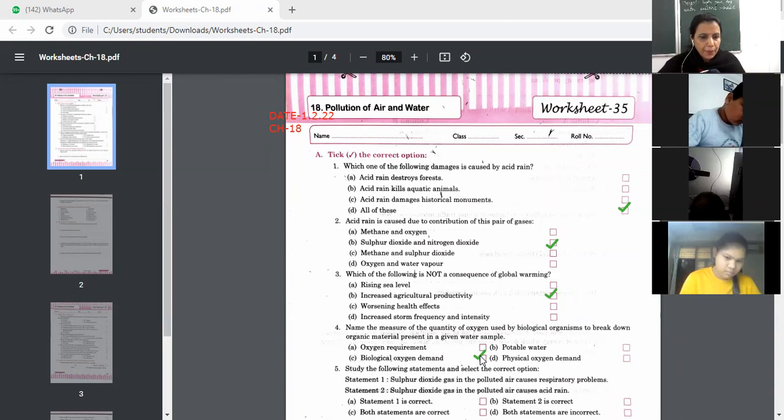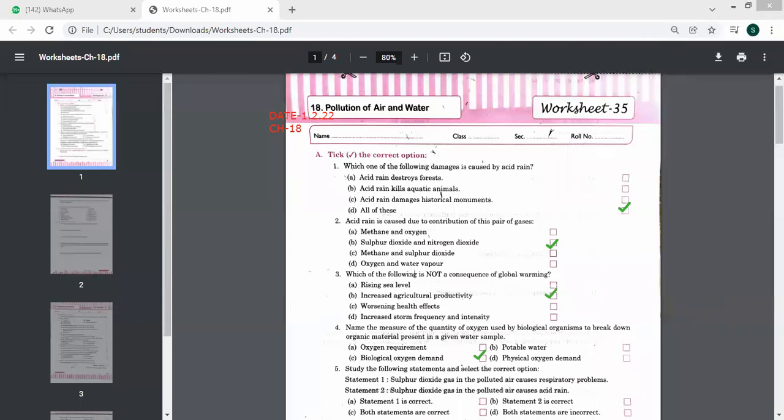After that, number 5, study the following statements and select the correct option. Statement 1 says, sulfur dioxide gas in the polluted air causes respiratory problems. And statement 2 says, the sulfur dioxide gas in the polluted air causes acid rain. So beta, on the basis of these two things, you have to tell statement 1 is correct, 2 is correct, both are correct or both are incorrect. So kindly raise hand, those who know the answer. Arav Sehgal.